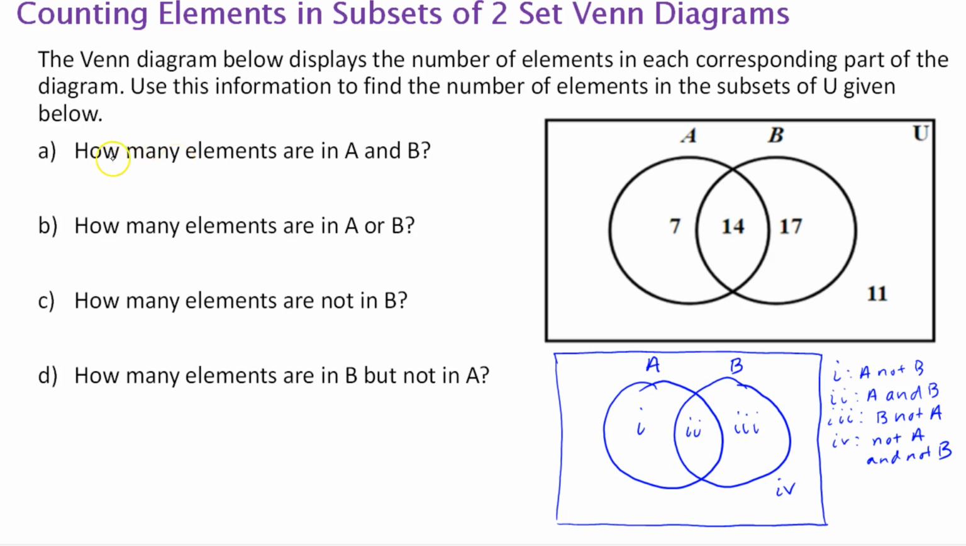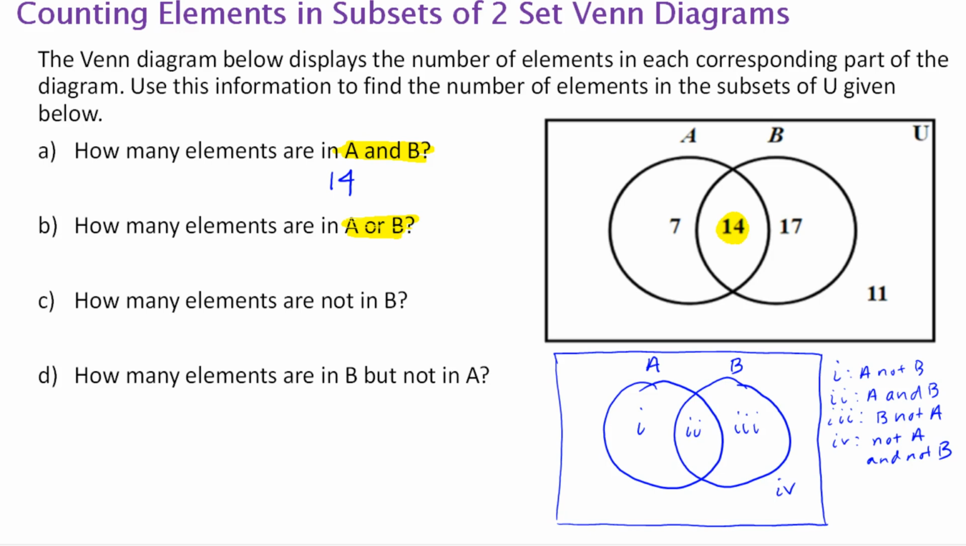So let's use this information to find the number of values in the sets. So first we're asked how many elements are in A and B. Okay. So A and B is a disjoint piece of this Venn diagram, and it corresponds to the overlap. So there are 14 elements in A and B. The next question asks us how many elements are in A or B. So remember, or means one or the other or both.